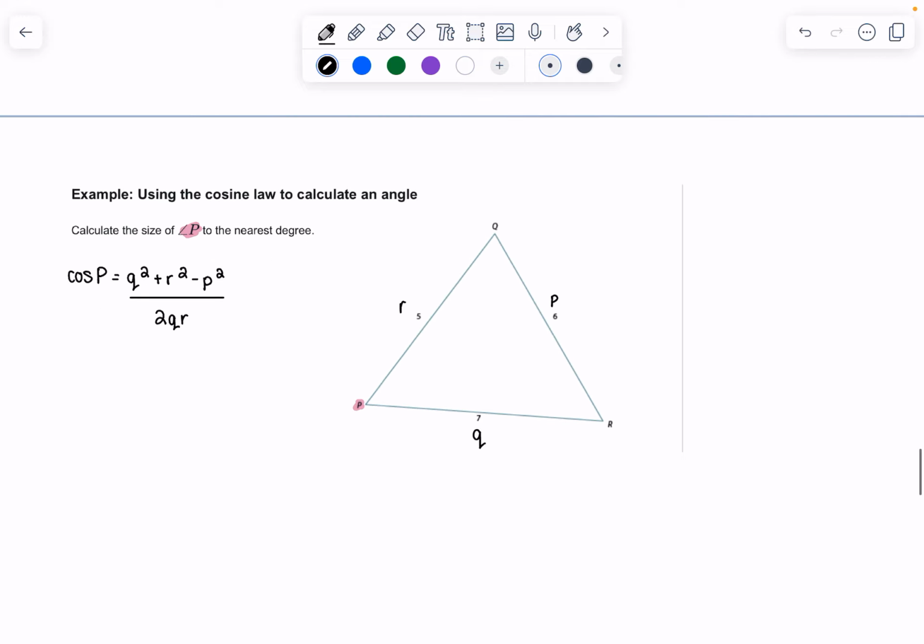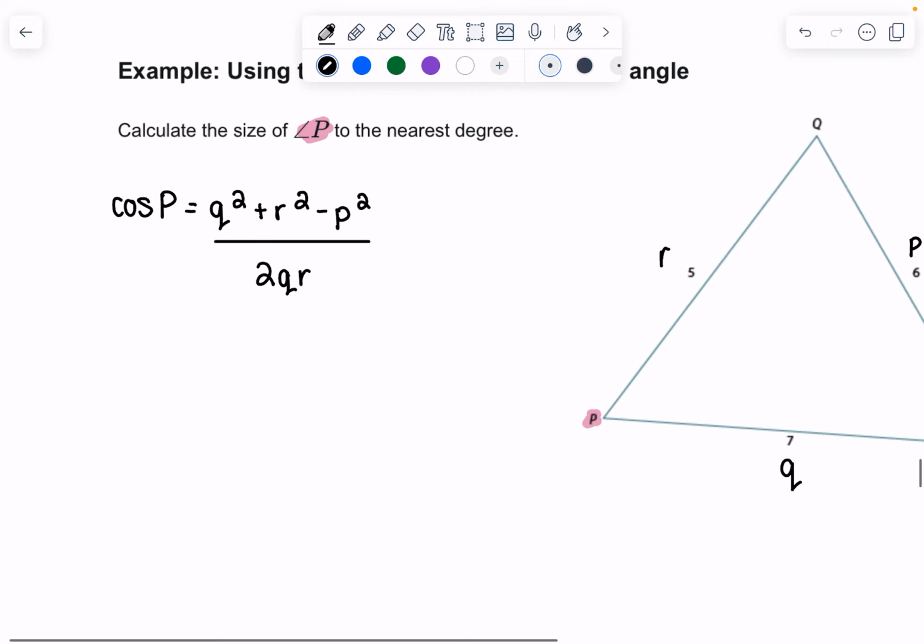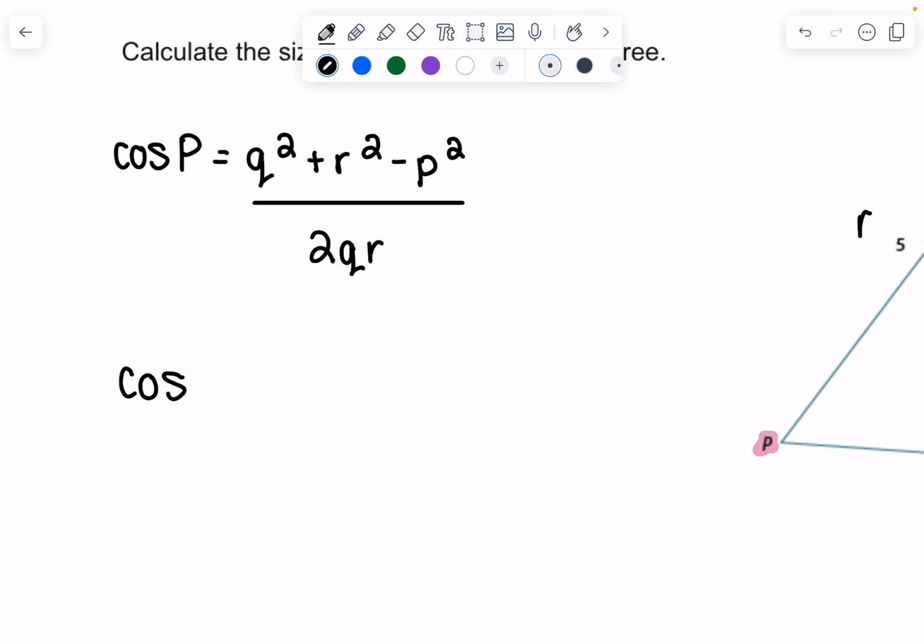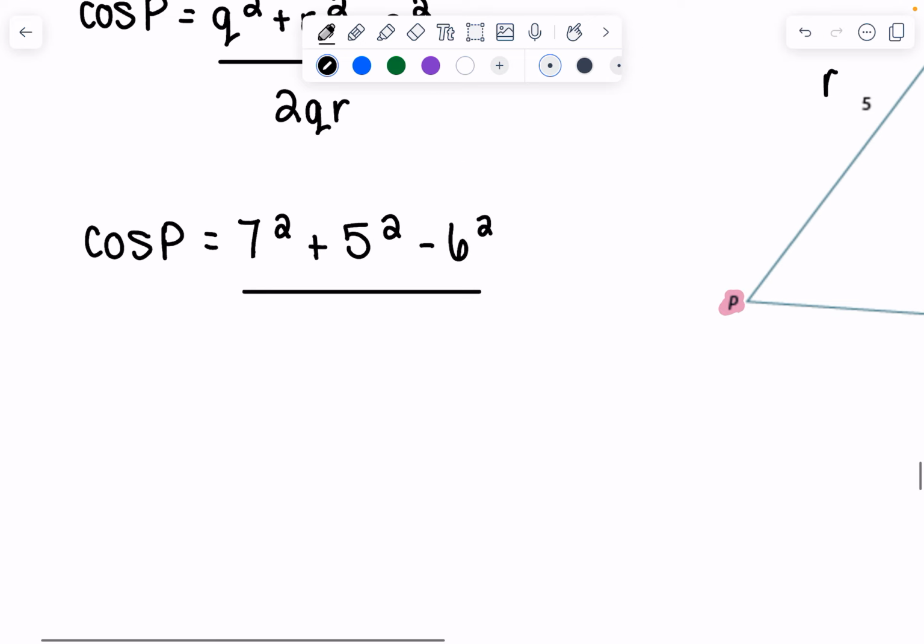I personally actually find this one a lot more straightforward. You don't have as much going on, which is nice. You're going to basically plug in everything that you see. Q is 7, R is 5, P is 6. So it's going to be a bunch of squared areas on the top. So again, Q is your 7 squared. And you also are adding your 5 squared, which is R. You're always subtracting the side length directly across from the angle that you're solving for. So for us, it's going to be that 6 squared for side length of P. This is all divided by 2QR. So notice how you only use the 6 one time.